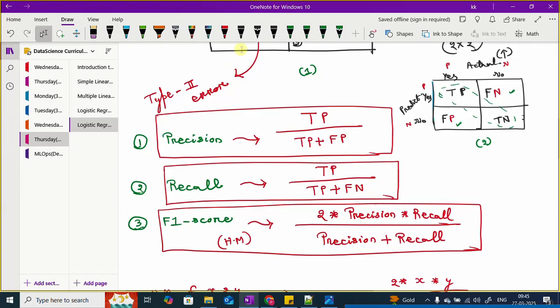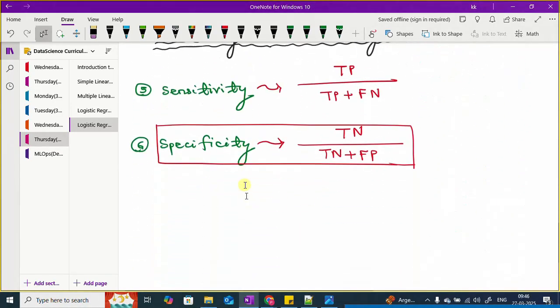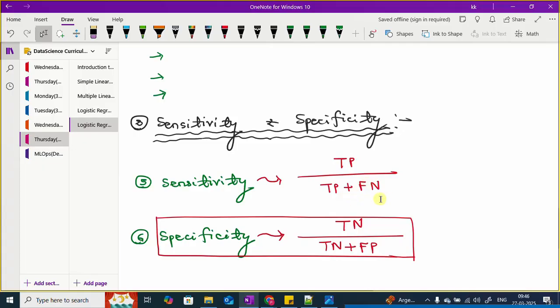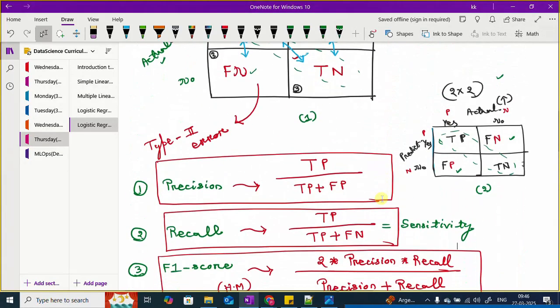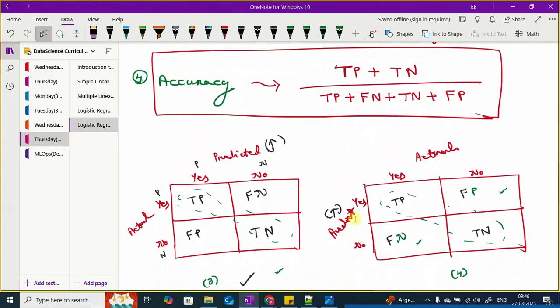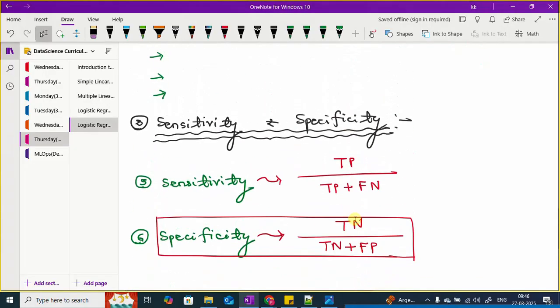That means, guys, you know what it means? The other name of recall is sensitivity. Clear, guys? Both formulas are the same. You see formula number 2, true positive divided by true positive plus false negative, is the same as formula number 5, true positive divided by true positive plus false negative. That means recall and sensitivity are the same, just synonyms. Clear, guys? Any doubts so far?